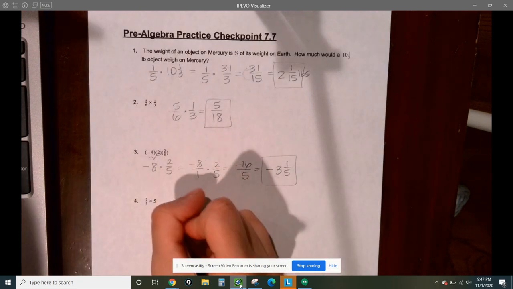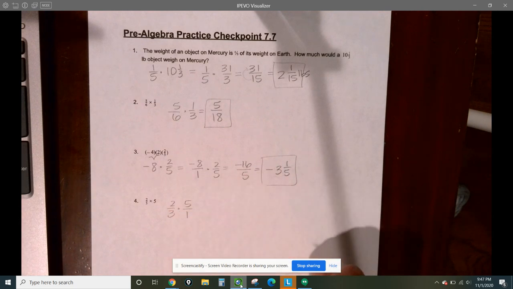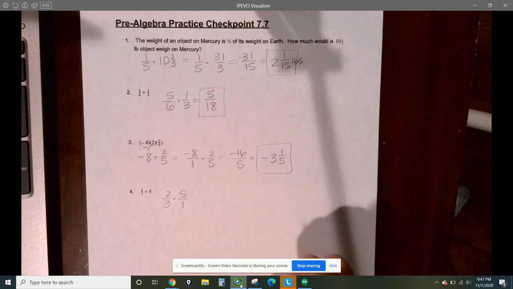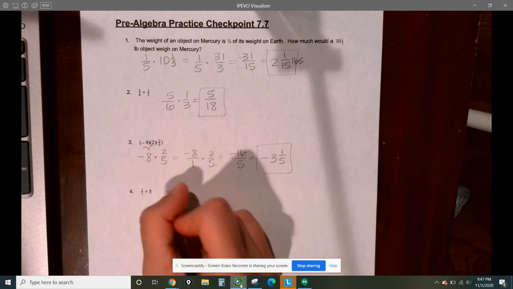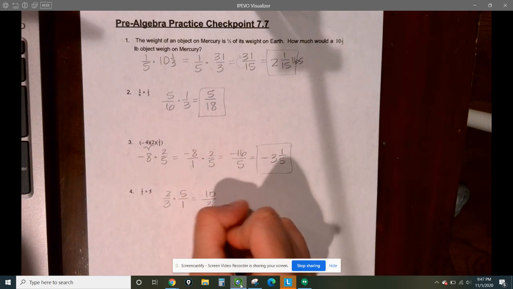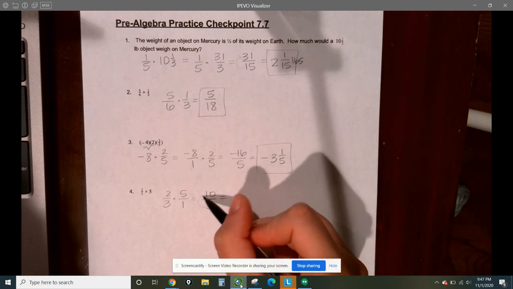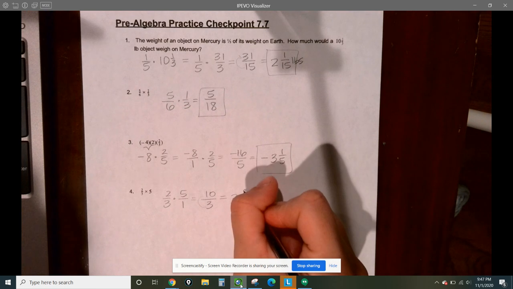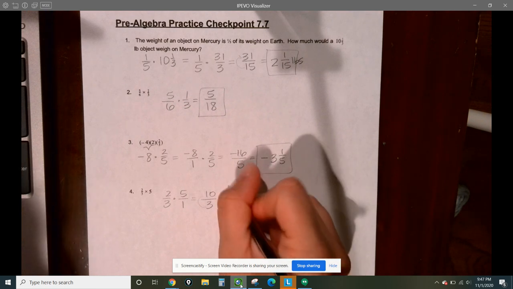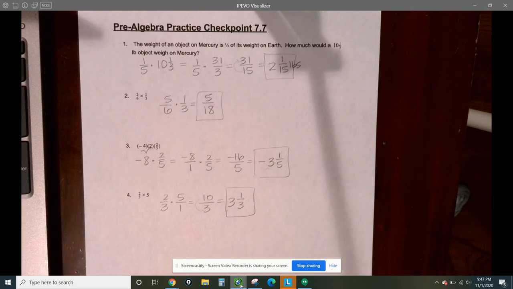Number 4, I have 2/3 times 5, so I know I'm going to put 5 over 1 because I want to have a numerator and a denominator for this problem. So I'm multiplying the numerators. 2 times 5 is 10. Multiply the denominators. 3 times 1 is 3. You can leave it like that, or if they want it as a mixed number, 3 goes into 10 3 times, which is 9, so there's 1 left over. 3 1/3.